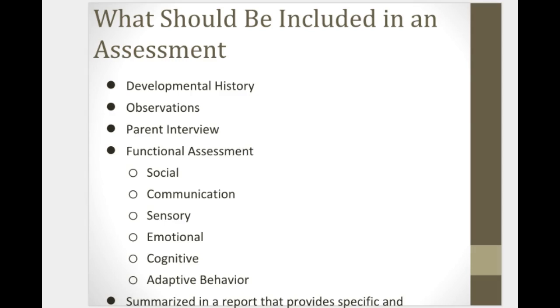So as you said, the development has to be in there and the observations, but we also are going to include parent interviews, and then we're going to do a functional assessment of these different things. There's social behavior, their communication, and then the adaptive behavior that we talked about before. But also some things included generally are their sensory. So we do a sensory checklist on the child.